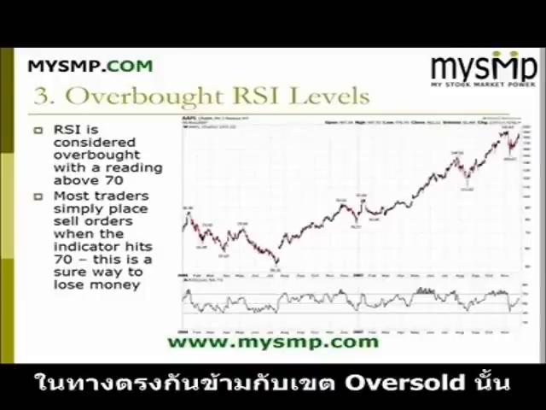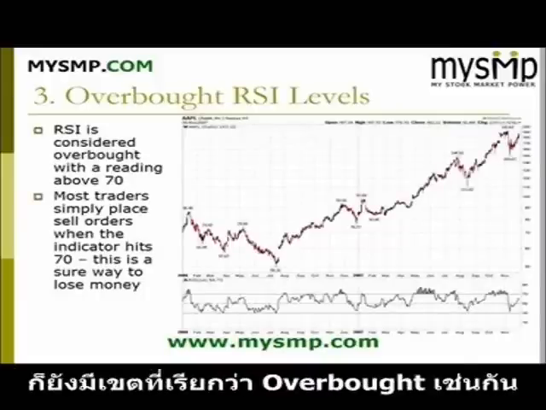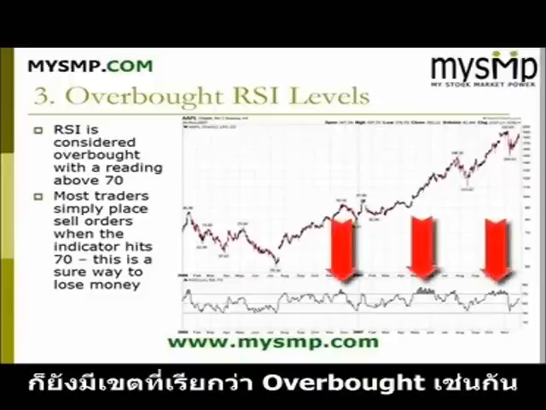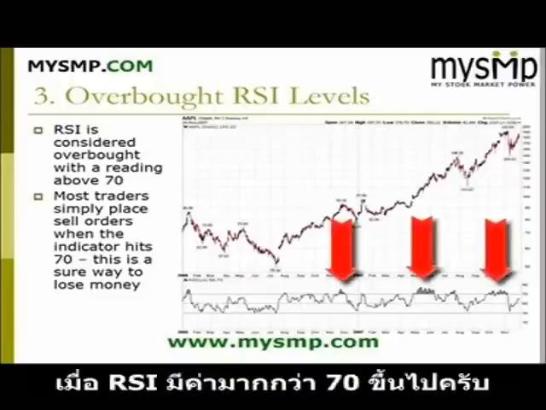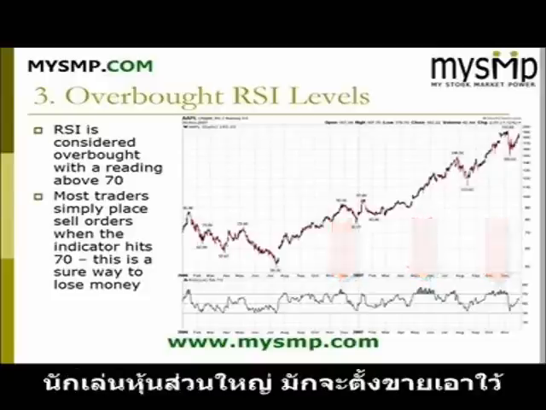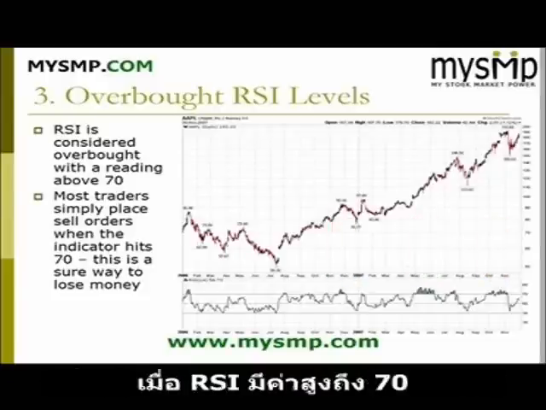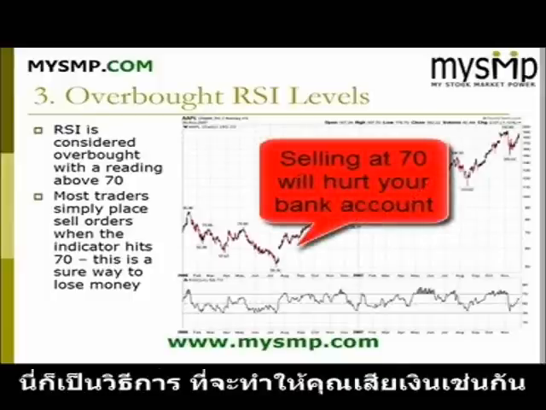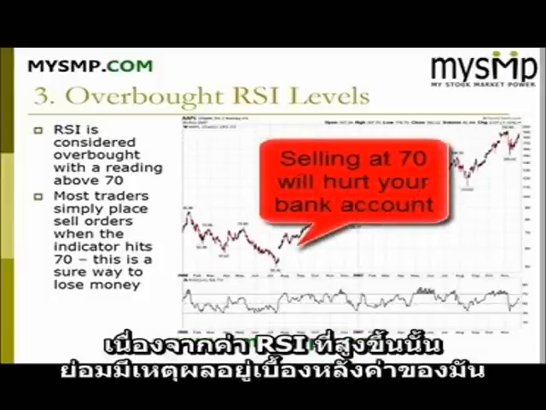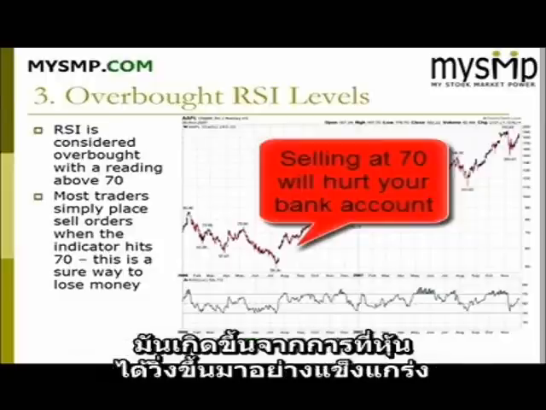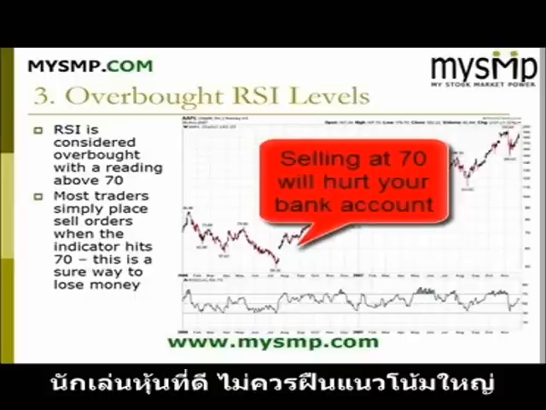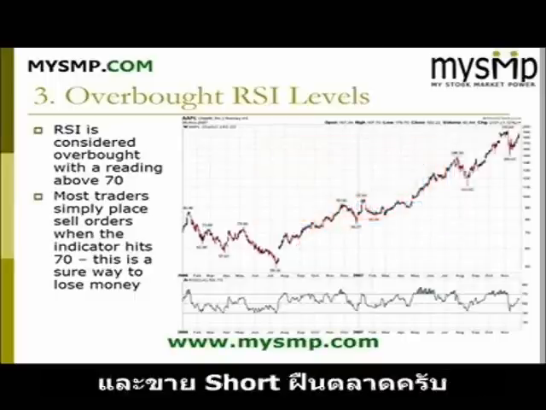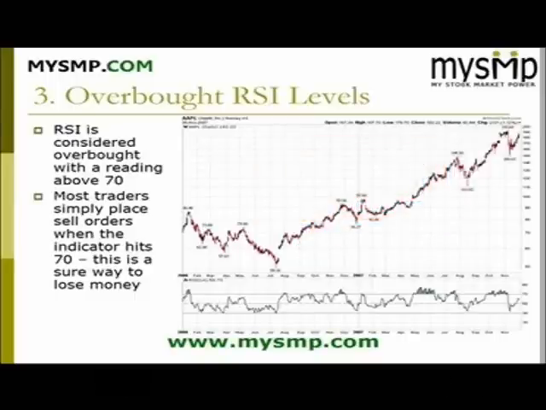Conversely, to an oversold level, there is an overbought territory for the RSI indicator. This comes into play once the indicator reaches a reading of 70 and above. Most traders will place sell orders once the indicator hits 70. This is also a sure way to lose money. Again, extreme readings in the RSI occur for a reason. So if the security is experiencing a strong move, a trader does not want to go against the primary trend and open short positions.